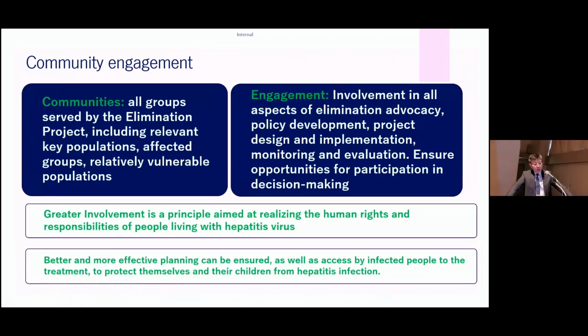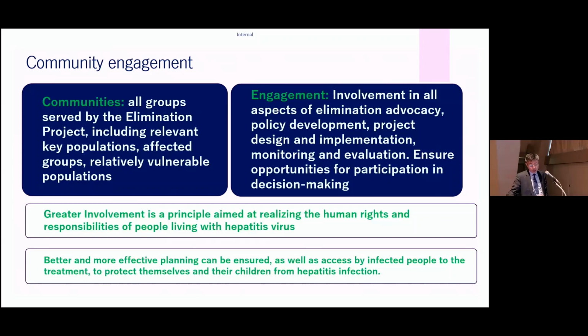And the third one: what is community engagement? When we talk about community engagement, we have to separate what the community is and what the engagement is. Community includes all groups served by the elimination project. If we want to eliminate HCV infection, all groups related to this project should be included in the community. So what is engagement? Engagement is involvement in all aspects of the elimination: advocacy, policy development, project design, and also implementation, monitoring, and evaluation. So from the start to the end, ensuring the opportunity for participation in decision making. So therefore, the community also plays a very important role in decision making.